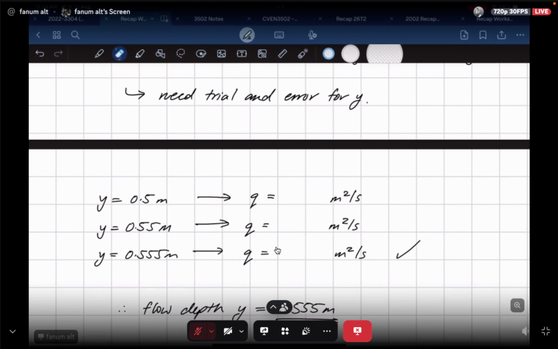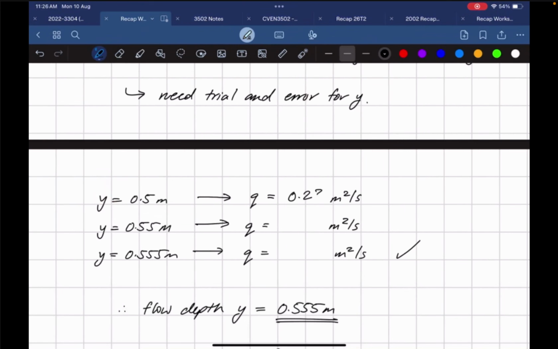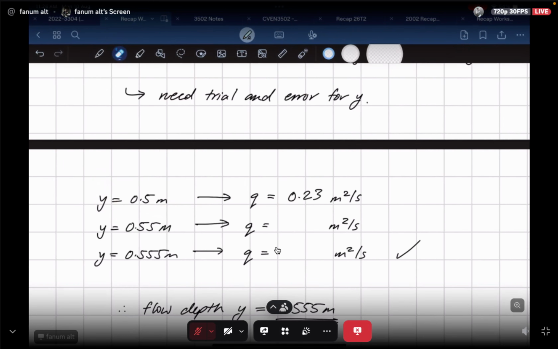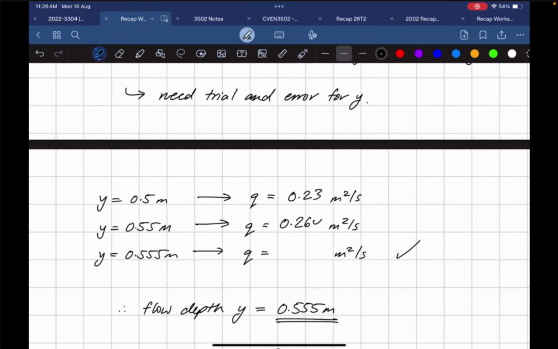So the first one, when you sub in y equals 0.5, you get 0.23. Second one, you get 0.264, so it's getting closer. And then finally, I get 0.267 if y equals 0.555. Now, if you know the trick to your calculator, if you let y equal to answer, right?